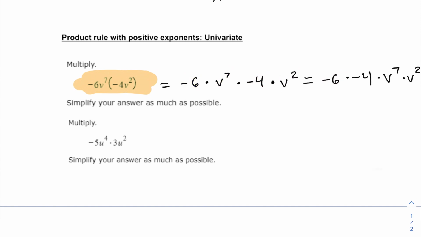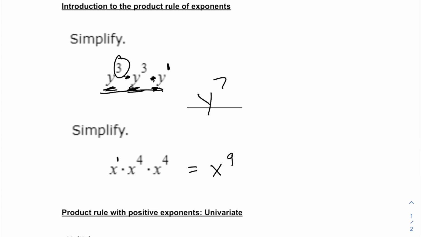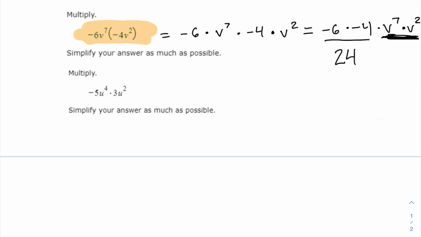So now we can do the -6 times the -4, and that would give us a positive 24. Then we can do our two variables, v to the 7th and v to the 2nd. Well, remember what we did up there when you have multiplication and you have the same bases, we're going to add the exponents. That's what we're doing up here, right? 3 and 1, we added them to get 7. We're going to add those. 7 plus 2 is 9. Our final answer for this one is 24v to the 9th.